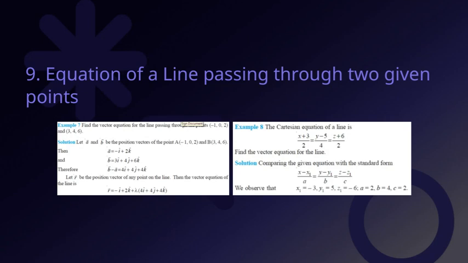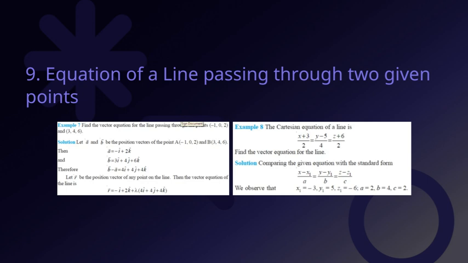Today, we're going to explore the equation of a line passing through 2 given points. This is a fundamental concept in coordinate geometry because it allows us to find the equation of a line when we know 2 specific points on that line. The key idea here is that a line can be uniquely determined by 2 points, and once we have those points, we can derive the equation that describes the entire line.